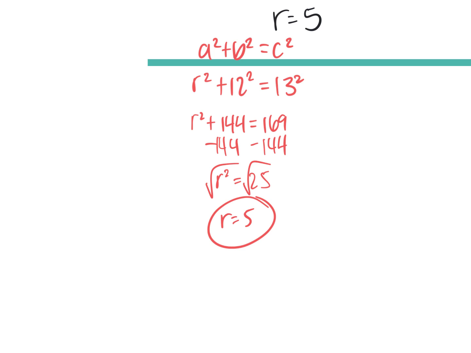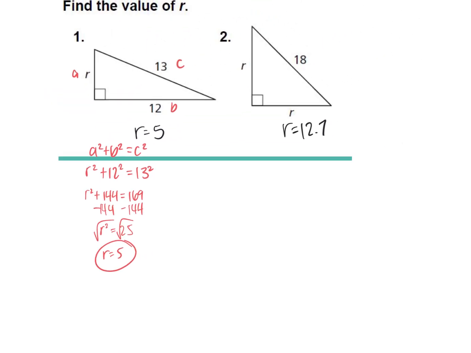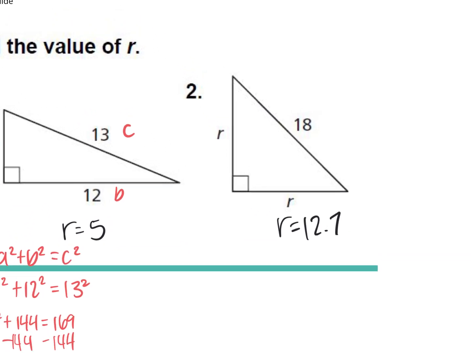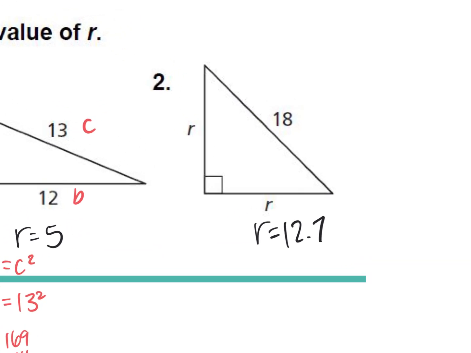Guys, we are changing gears a little bit in this chapter, but this is a very important problem. These right triangles are going to show up again, okay? Now, in the second one, we had two sides that were R. So we can't use the Pythagorean theorem for the second one.